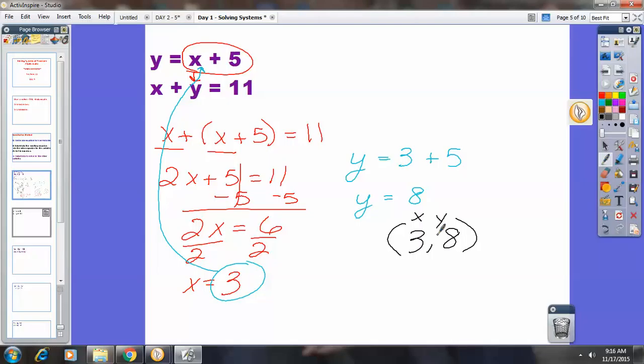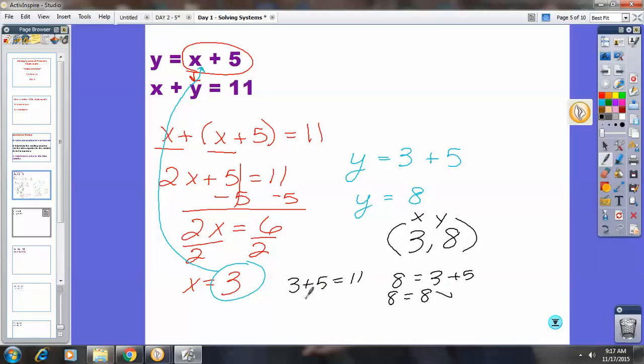Once again, you can check your ordered pair to be sure that it is the right answer. So if I put 8 in for y, it's 8 equals 3 plus 5. Of course, 8 equals 8. That worked out, so I know that this ordered pair works for the first equation. Put into the second equation, 3 plus 8 equals 11. Of course, 11 equals 11, so it worked for the second equation as well. Just an easy way to check your answer to make sure you've got the right one.